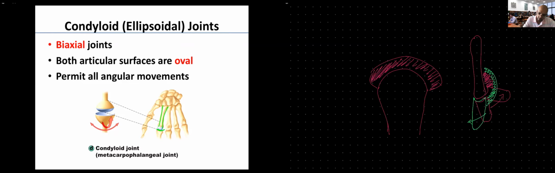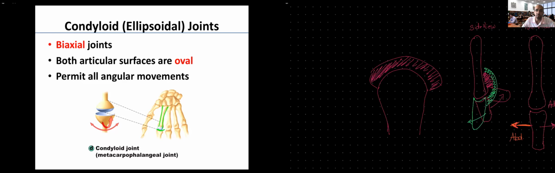What else can I perform? I can move my finger away or towards my midline. This was a side view. If I'm looking at an anterior view here, this is my metacarpal bone and this is my proximal phalanx like this. So the finger can move towards the midline. This is adduction. And it can move away from the midline. This is abduction. So here, I can move along sagittal, flexion extension, and along frontal, performing abduction and adduction.